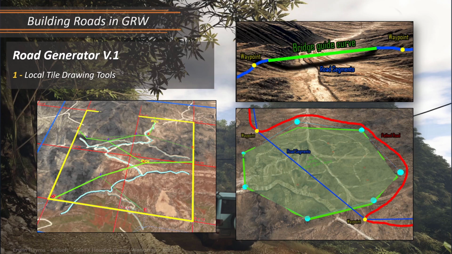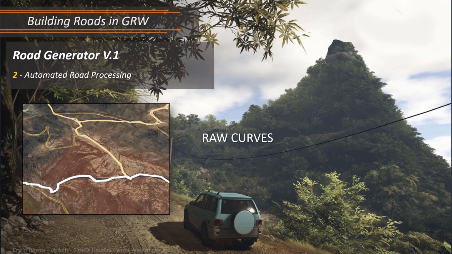And then finally, we could draw an exclusion curve, which would prevent the pathfinder from going through this area, so it would have to find a way around. With these connections defined, we can then run them through the pathfinder system, and this will produce these raw curves. Now these are too rough to produce final roads, so first we have to clean them.